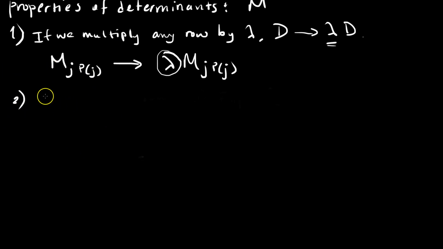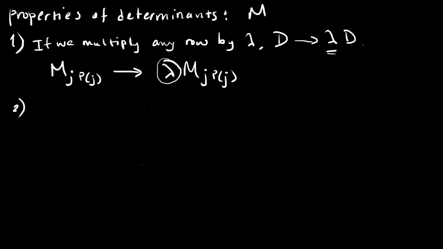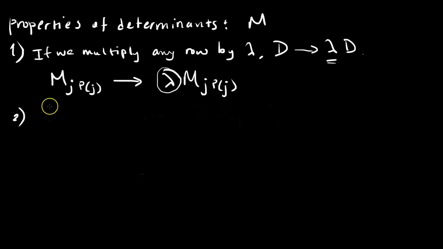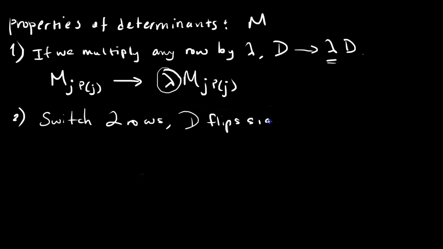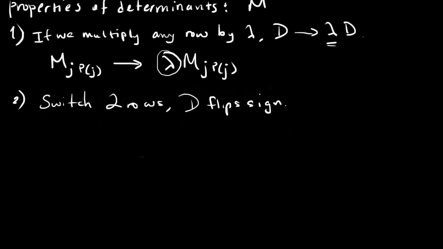Well, okay, if we switch 2 rows of the matrix, then actually the determinant flips sign. That's a neat conclusion. What's the proof of that?